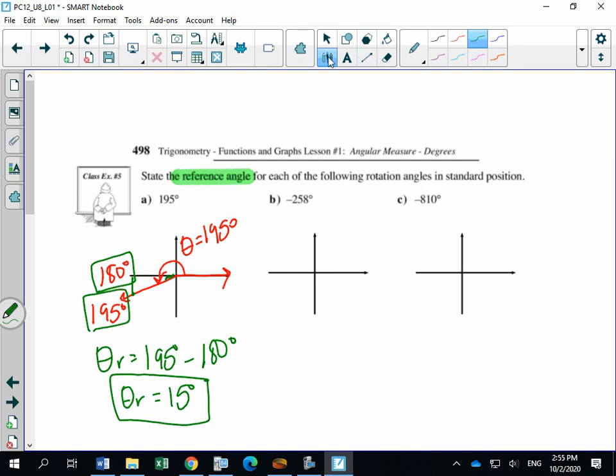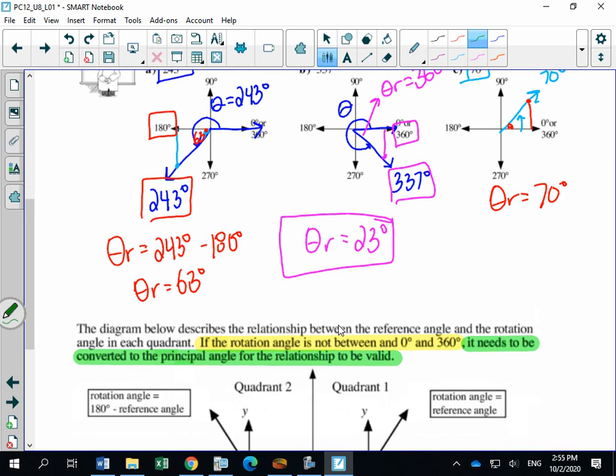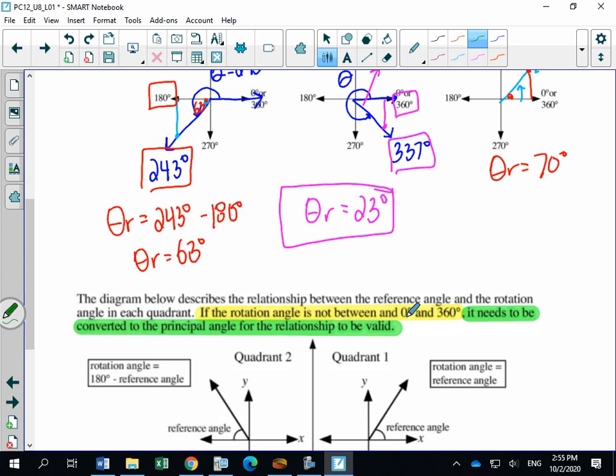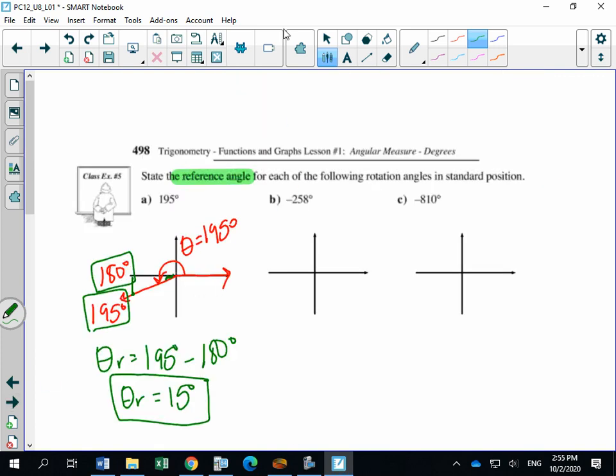Okay, negative 258. So this goes back to what we had highlighted over here. The rotation angle must be between 0 and 360. If it's not, we need to convert it to the principal angle. So if you have a negative angle, you're going to simply add 360 degrees.